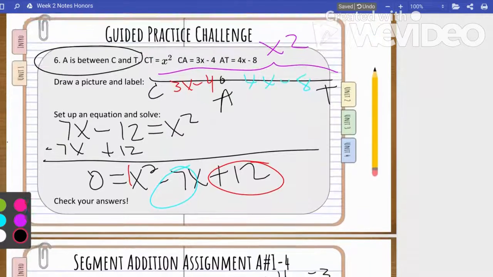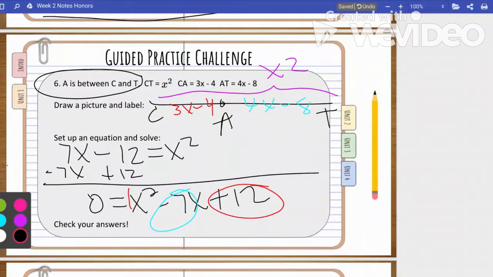You have to check what happens when x is 3. Well, 3 squared is 9. 3 times 3 is 9 minus 4 is 5. 4 times 3 is 12 minus 8 is 4. And what's 5 plus 4? 9. So that works. So x equals 3 works. It checks out.